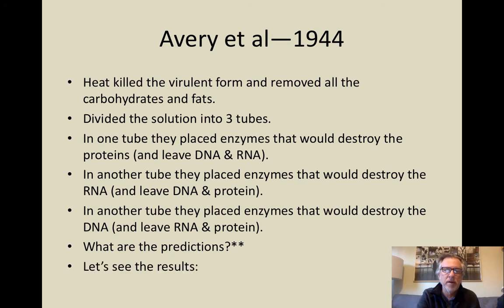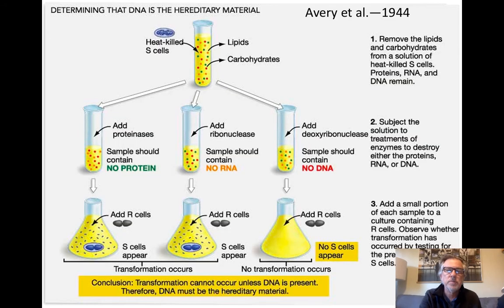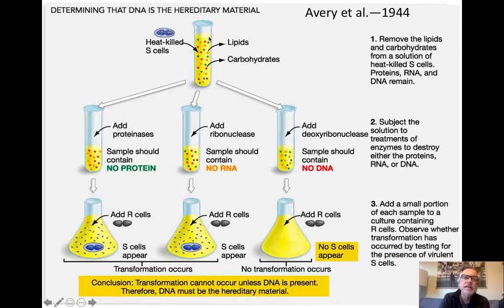Let's look at what their results showed us. Here are the heat-killed S cells. They remove the lipids and the carbohydrates. They divide it into 3 tubes. They add the enzymes, proteinases, to get rid of the proteins. Ribonuclease gets rid of the RNA. Deoxyribonuclease gets rid of the DNA.